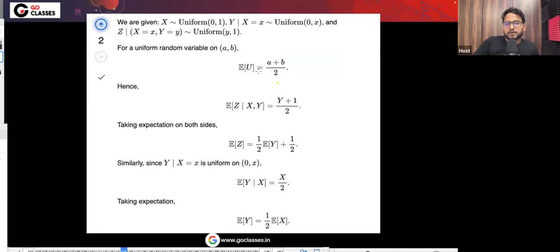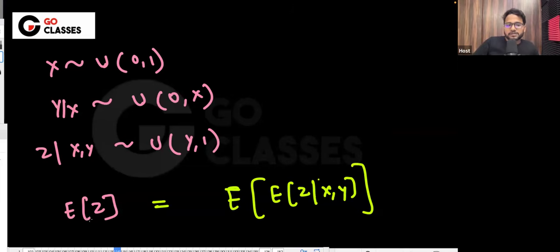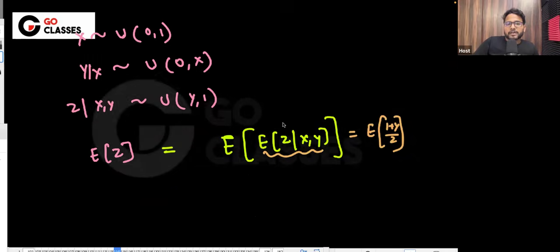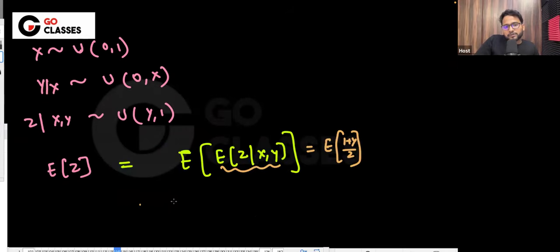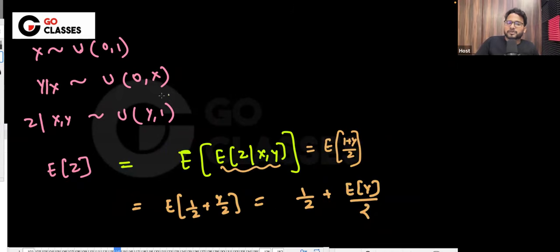For the uniform random variable, by the way, the expectation is a plus b by 2, so we can use the similar formula. Since z given x and y is uniformly distributed between y and 1, this expectation is 1 plus y by 2. So ultimately, expectation of z is expectation of 1 plus y by 2, which is 1 by 2 plus expectation of y by 2. So you need to find out the expectation of y.